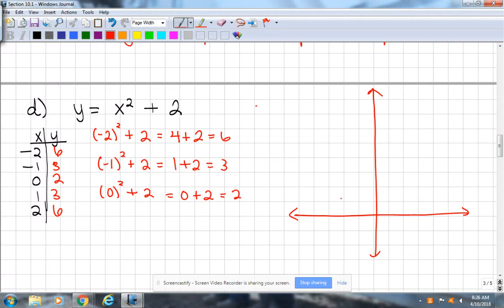So -2 up 6. 1, 2, 3, 4, 5, 6. Left 1 up 3. 0, 2. 3, 6. And then make a U. I missed my point down there. That's a little better. Arrows on it. And you're done. Compare this one to your parent function.